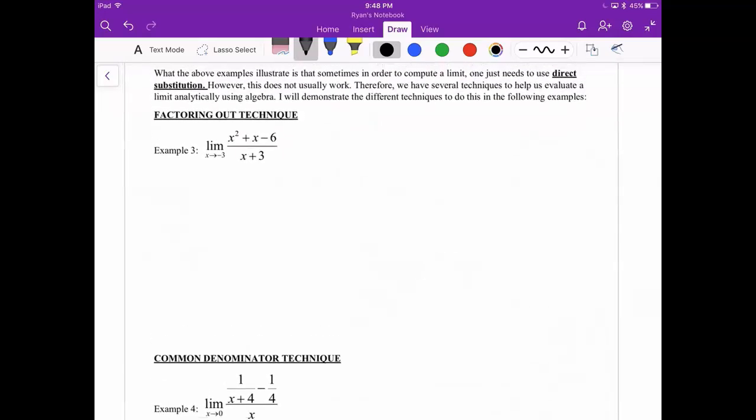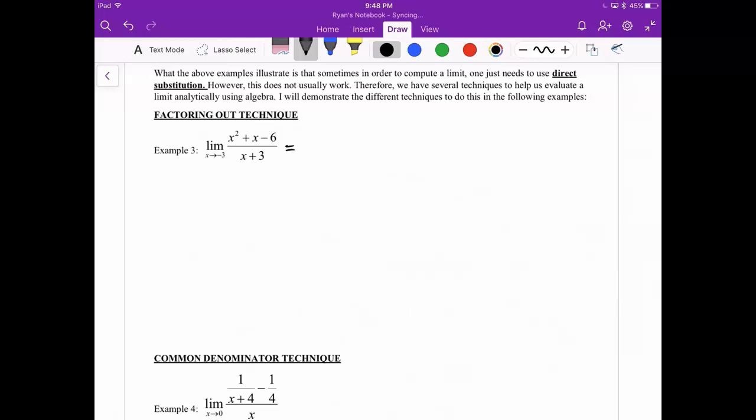Okay, so what the above examples illustrate is that sometimes in order to compute a limit, all you really need to do is just directly substitute in what x is, and you're done. Okay, however, this does not usually work, and so we have a couple of techniques to help us using algebra to figure out what exactly a limit is. Okay, so the first technique we're going to talk about is the factoring out technique.